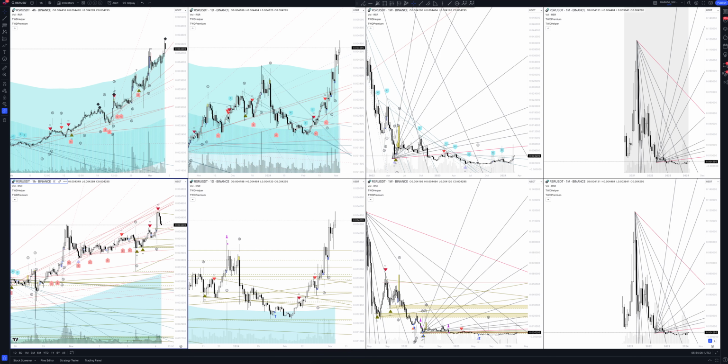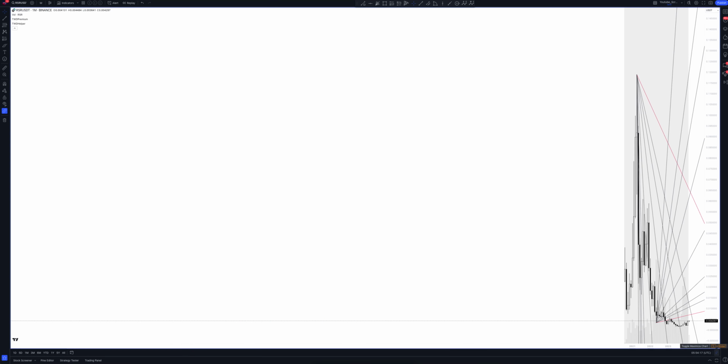Today we will take a look at Reserve Rights cryptocurrency. Let's analyze the market situation and find out how you can make money on it. Let's start. We always start our analysis from the global market.